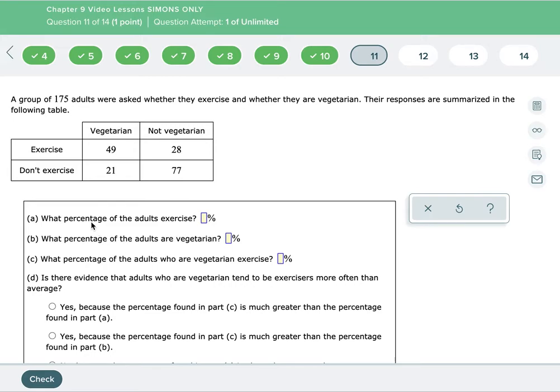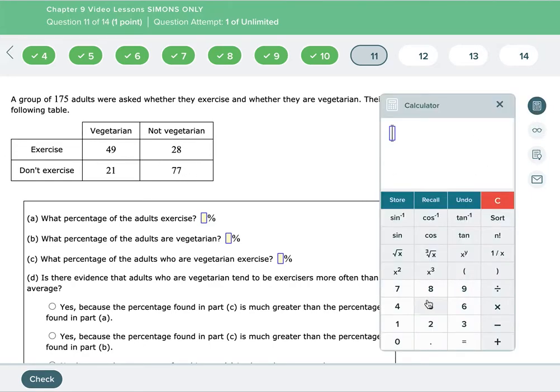All right, what percentage of adults exercise? Well, that's just going to be the total number of people who exercise. So you've got 49 here and you've got 28 here. So let's figure out how many people total exercise. So let's start with that. So 49 plus 28, that's going to give you 77. There you go. So you have 77 people who exercise out of this 175.